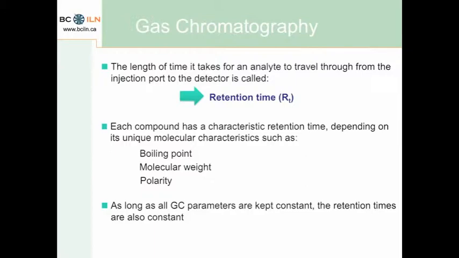As long as all the GC parameters are kept constant between runs, such as the flow rate of the mobile phase, the oven temperature, and the stationary phase material, the retention times of a specific compound or analyte will almost always be identical. This allows for the identification of compounds, and the comparison of retention times is what gives GC analysis its analytical usefulness.